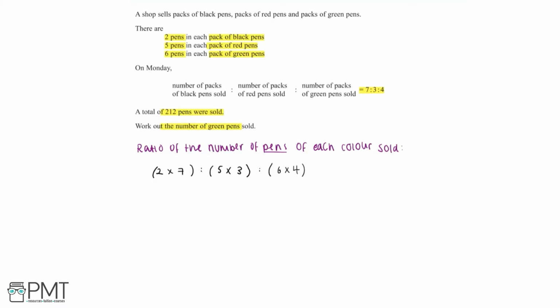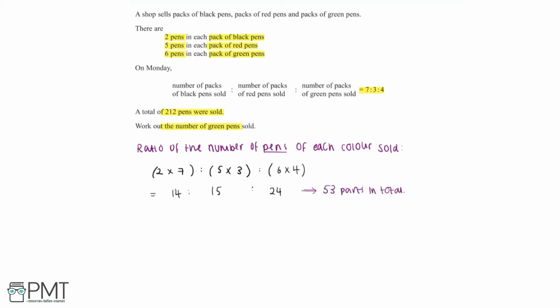So we can see that our new ratio would be equal to 2 times 7, to 5 times 3, to 6 times 4, which would give us a ratio of the number of pens of each colour sold, rather than the number of packs. Now we can simplify this ratio, which is equal to 14 to 15 to 24. Now what we can also say is that 14 plus 15 plus 24 is equal to 53, and so we can see that there are 53 parts in total.